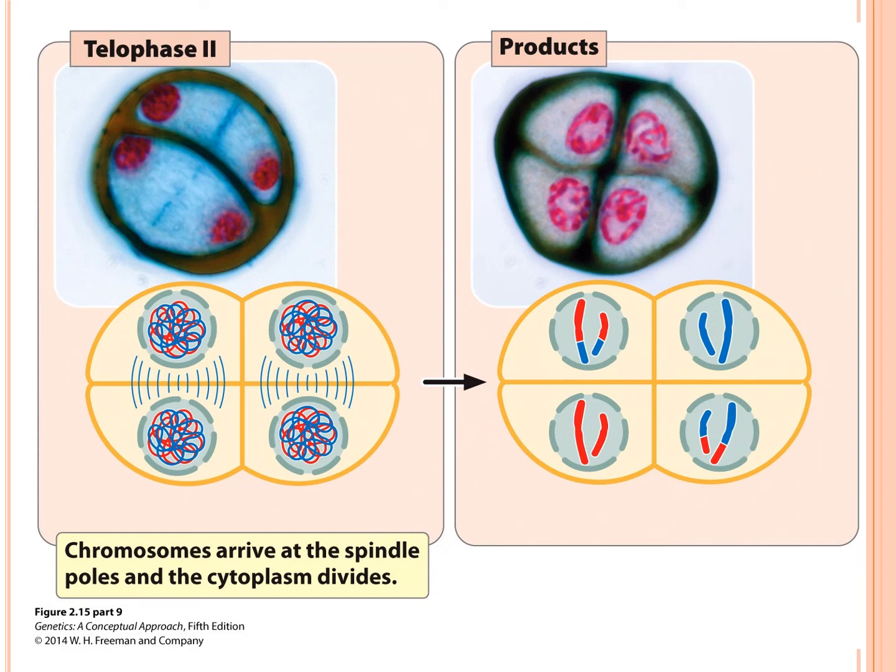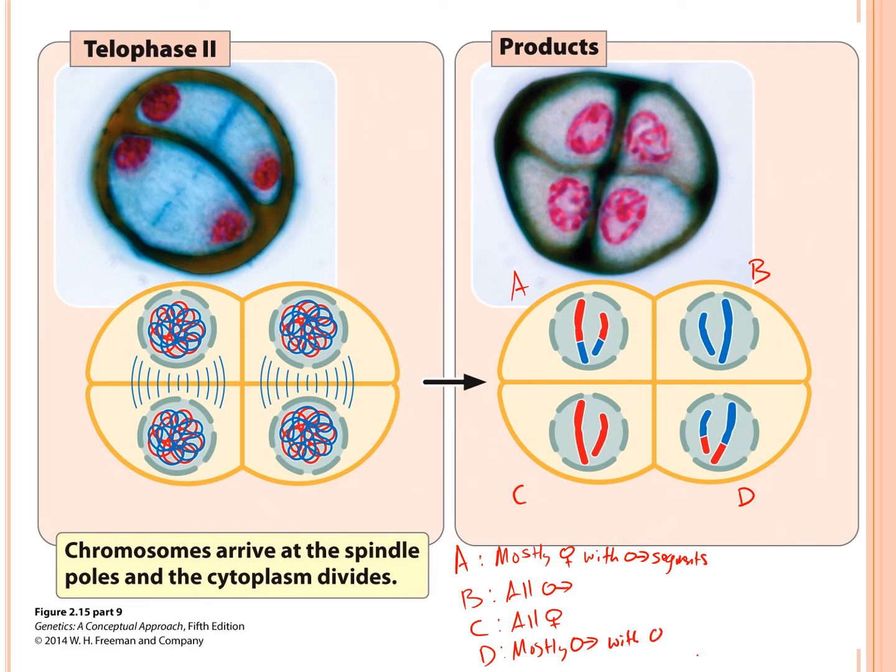Now what I want you to observe as we look at these 4 separate cells is the genetic diversity that we have already seen. So let's call this cell A, B, C, and D. Now in cell A, we have mostly maternal with paternal segments. Cell B, all paternal. Cell C, all maternal. And cell D, mostly paternal with maternal segments.